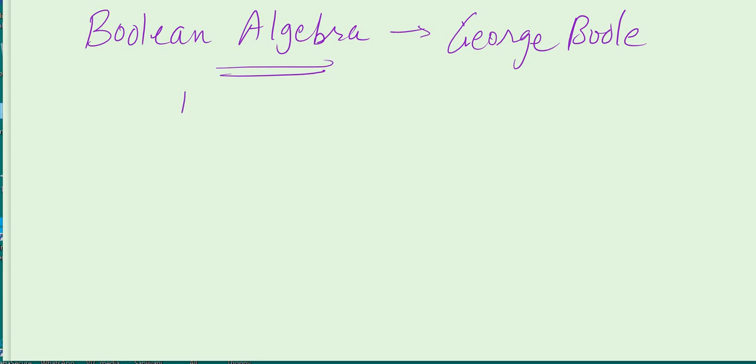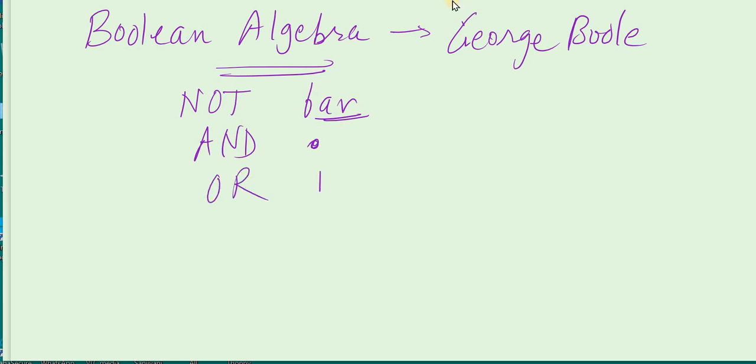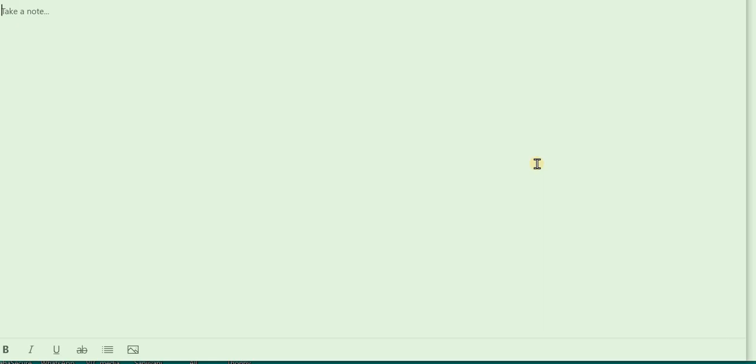In that, for the NOT, a bar is used over the variable. In case of AND, a dot is used. In case of OR, a plus sign is used. But this plus is not the same as addition. Now let us study the gates one by one.